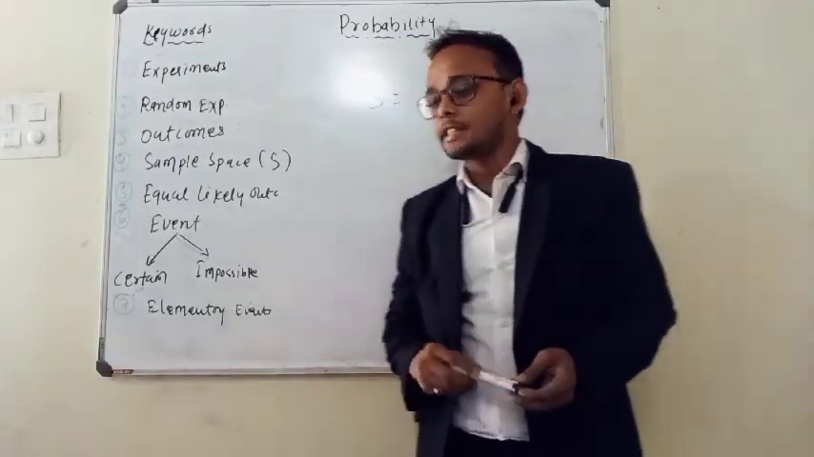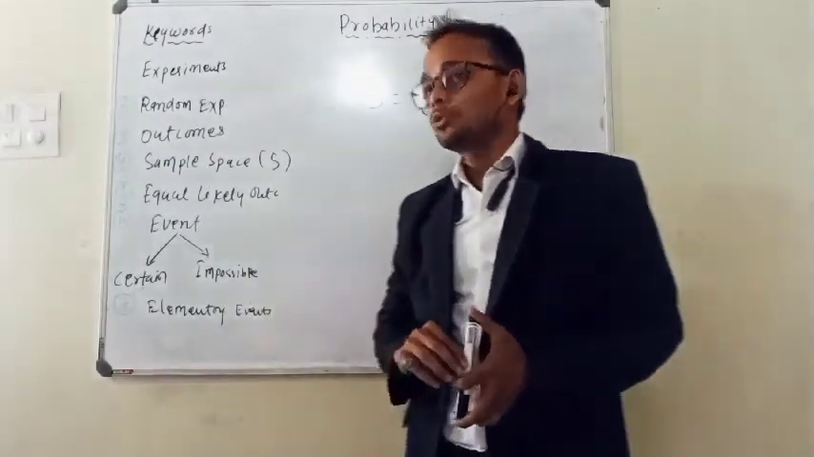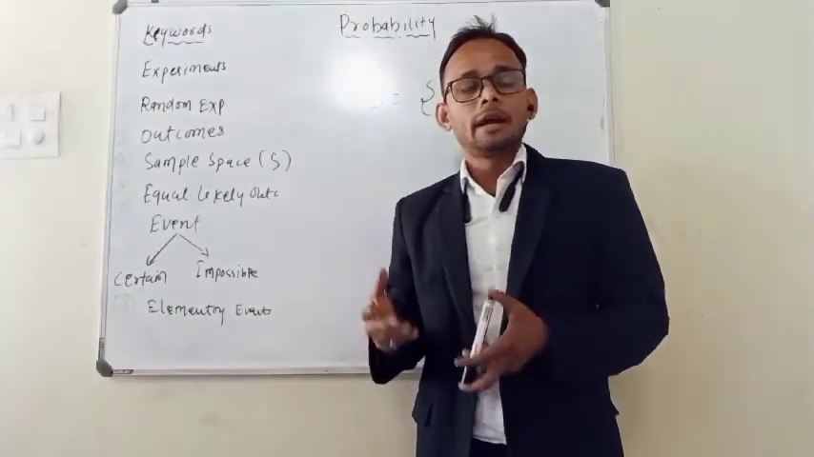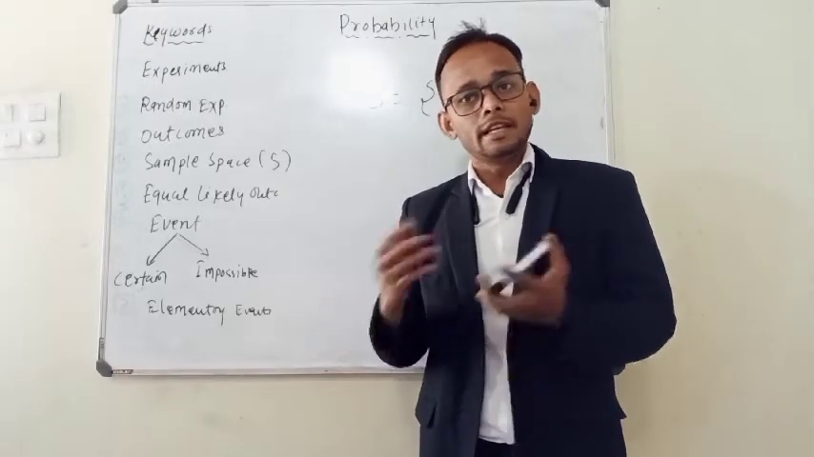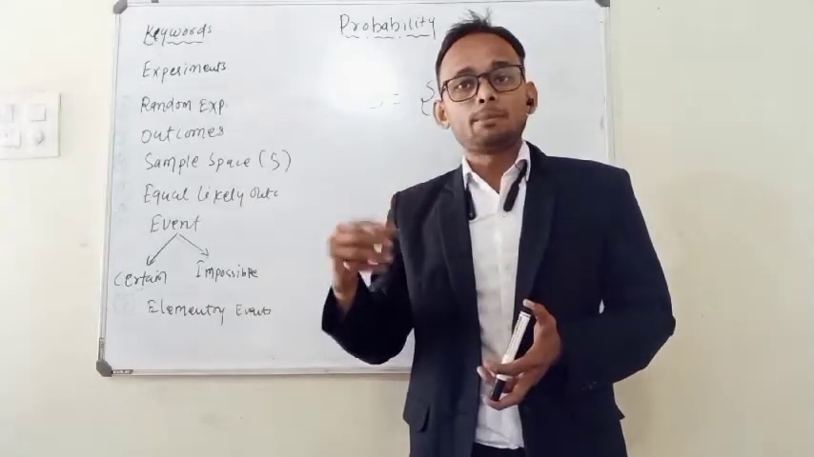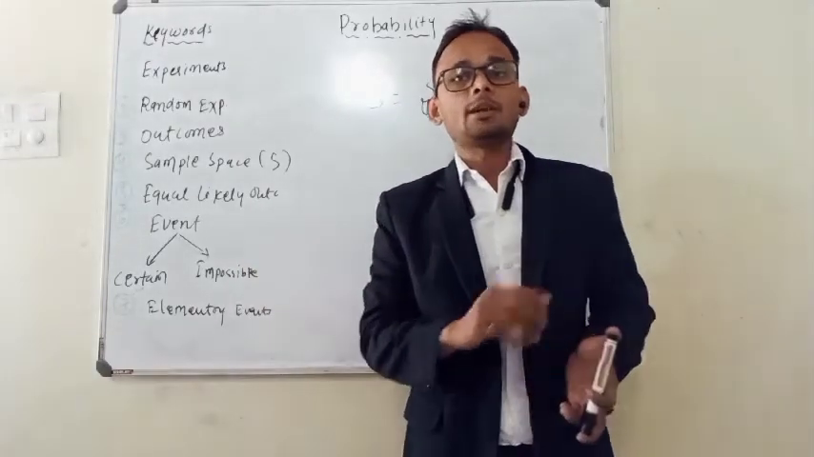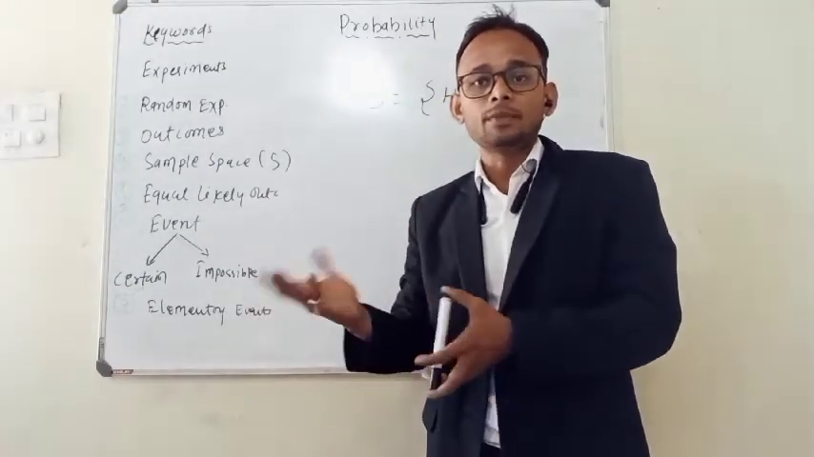So what is an event in probability? We know about events: everything happening in our life is called an event. Okay, so a happening is an event. Anything like, what is the probability of getting head? So head is happening, so head is an event. What is the probability of getting 3 in a dice? So 3 is happening, so 3 is an event.